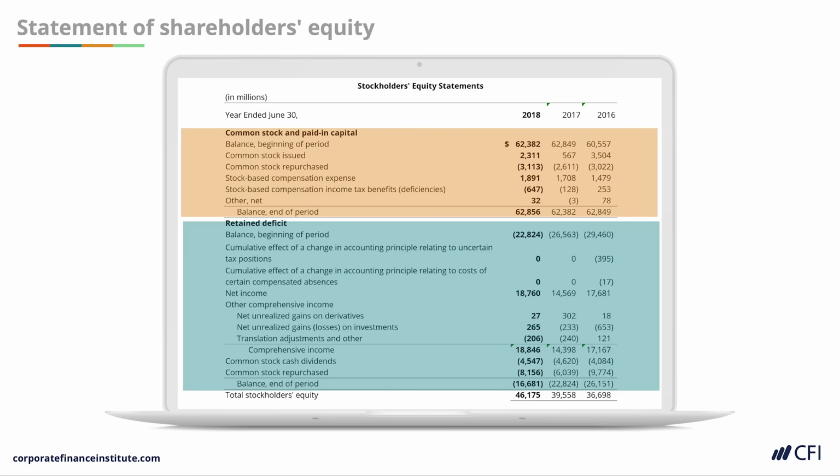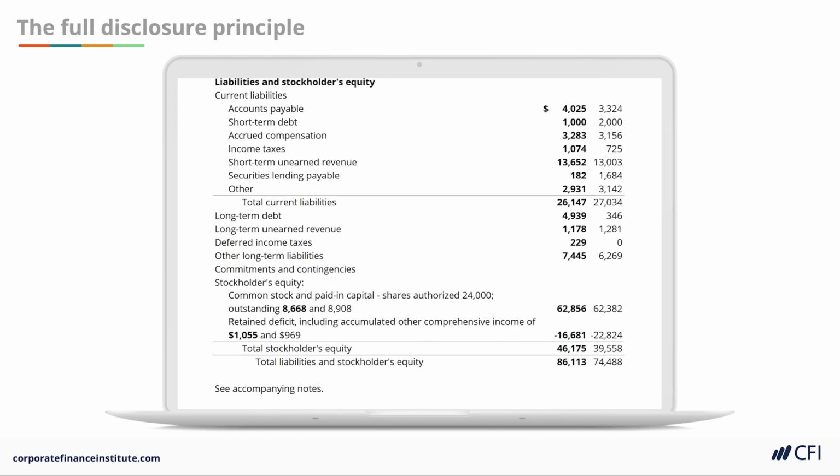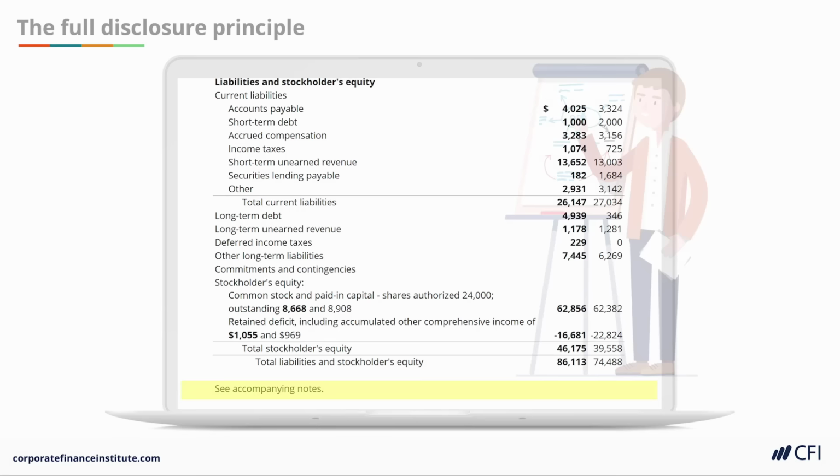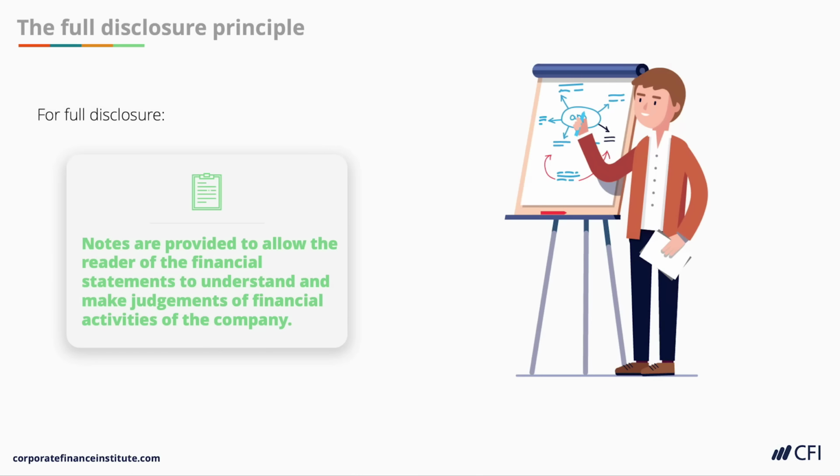A critical part of reading a set of financial statements relates to the notes that accompany them. Take, for example, Espresso Software's balance sheet. Without the notes of the financial statements, do you know how inventory is recorded, what's included in deferred income taxes, or what commitments the company has made? The actual financial statements themselves only tell part of the story. In order to provide full disclosure, notes are provided to allow the reader of the financial statements to understand and make judgments of the financial activities of the company.